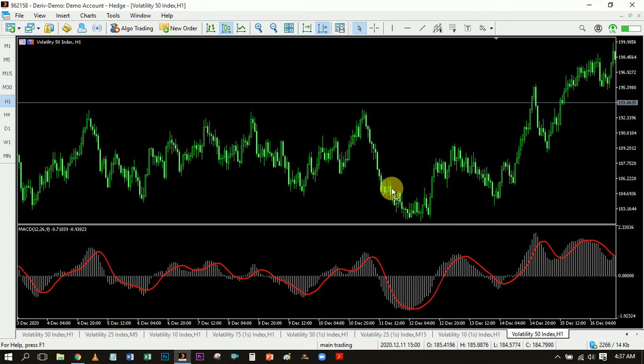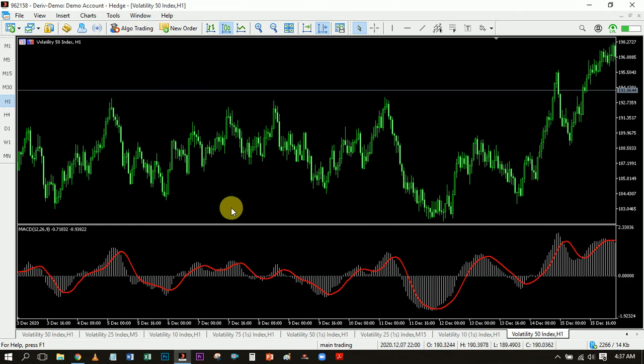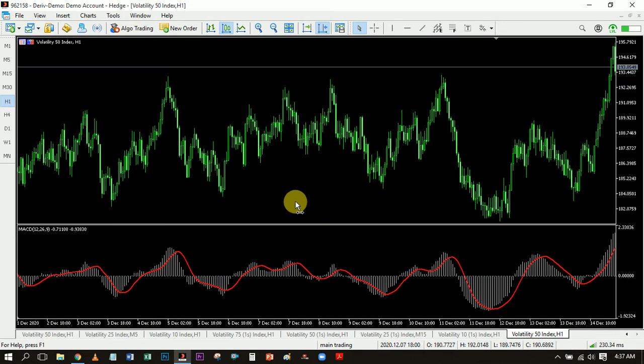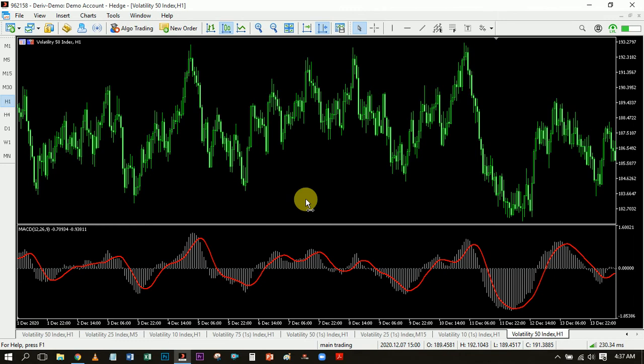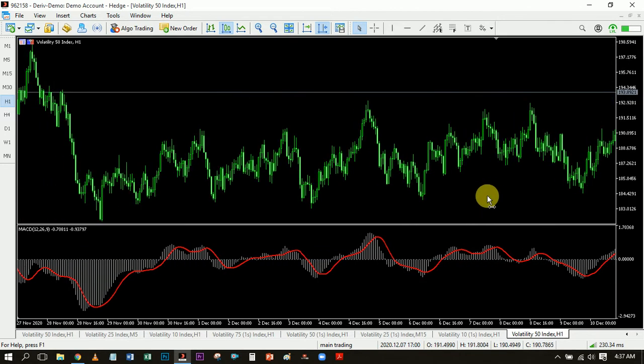So now let me show you a little example of what a divergence is. Okay, let me quickly spot a divergence here. I think, all right.